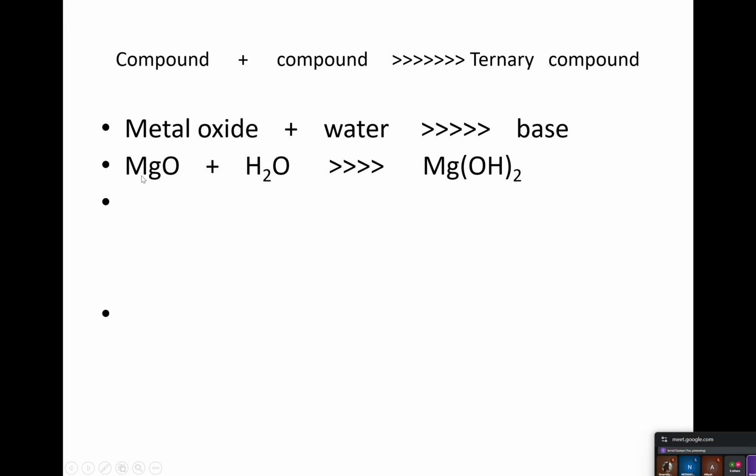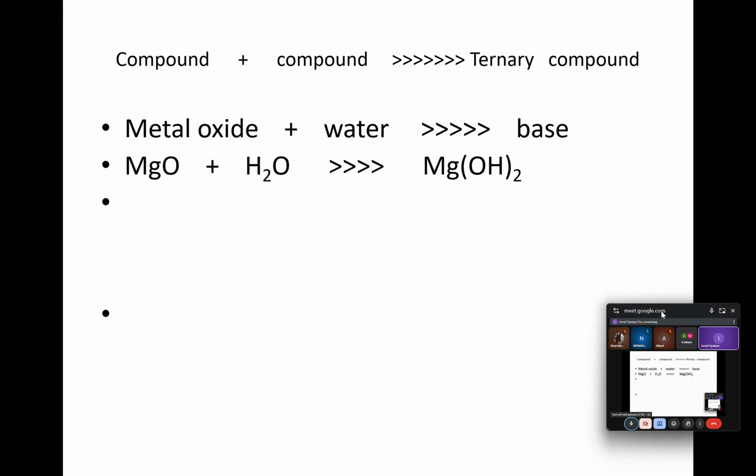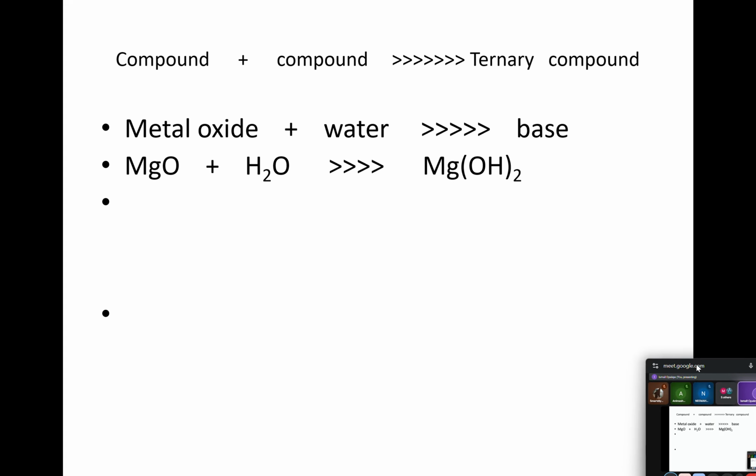For example, you have a metallic oxide combining with water, resulting in a base. Now this is a metallic oxide here, magnesium oxide, combining with water resulting in the formation of magnesium hydroxide, Mg(OH)2. It's also a combination reaction, which I'm pretty sure you can balance. Can we? Is it balanced already? Can anybody tell me? Yes, sir. Okay, it's balanced.